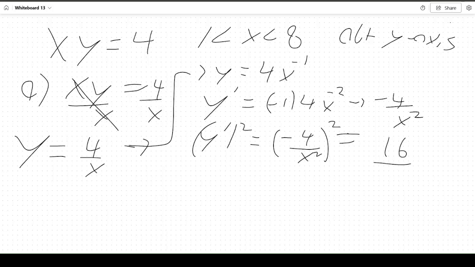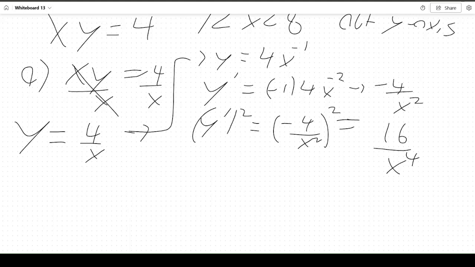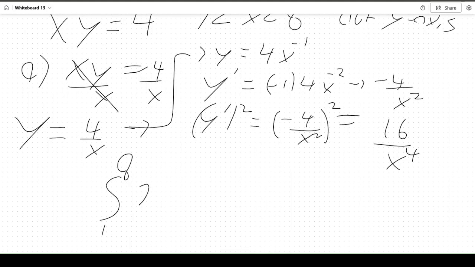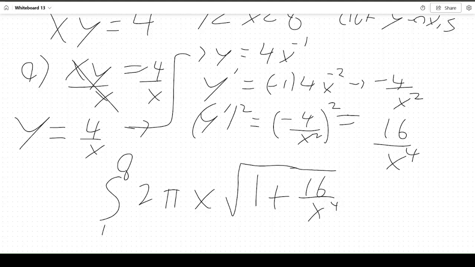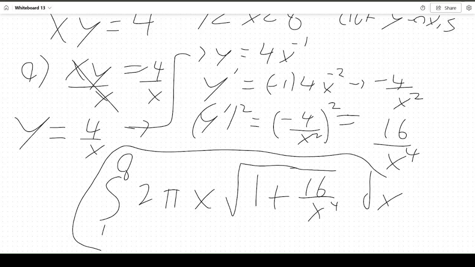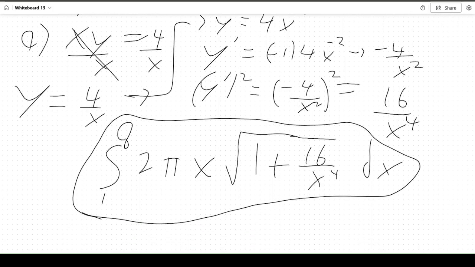Squared is 16. X squared is going to be x to the power of 4. And we're finding this rotated about the y-axis. So our final answer would be the integral, with pi, and put in x instead of the function, and just plug it in at this point, dx. And this is only just a setup, not the actual thing. But now I will show you guys the actual.